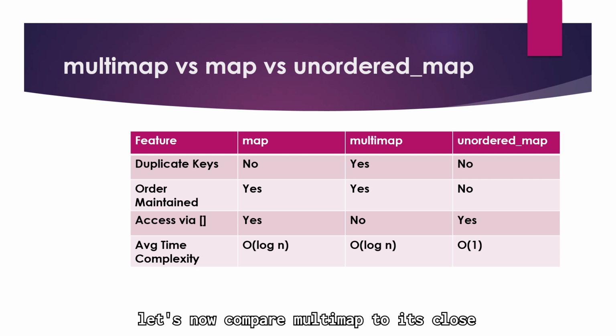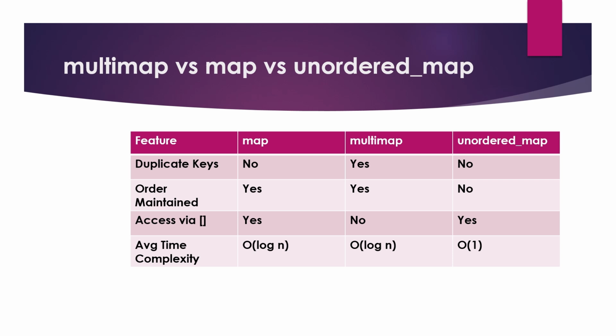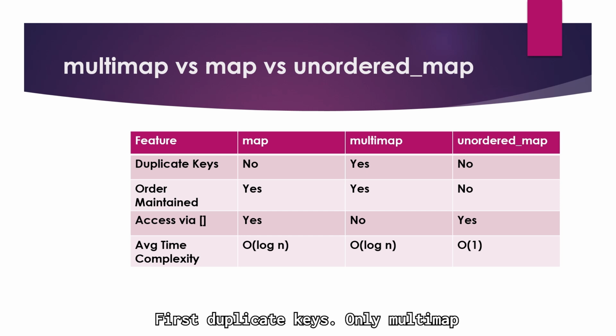Let's now compare multimap to its close cousins, map and unordered map. First, duplicate keys. Only multimap allows them. Both map and unordered map enforce unique keys.